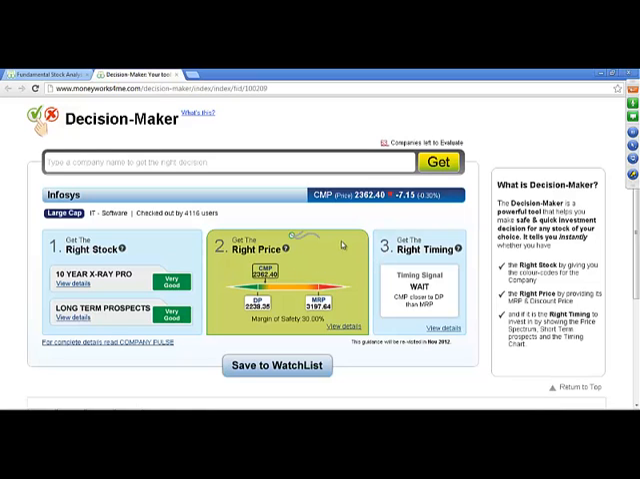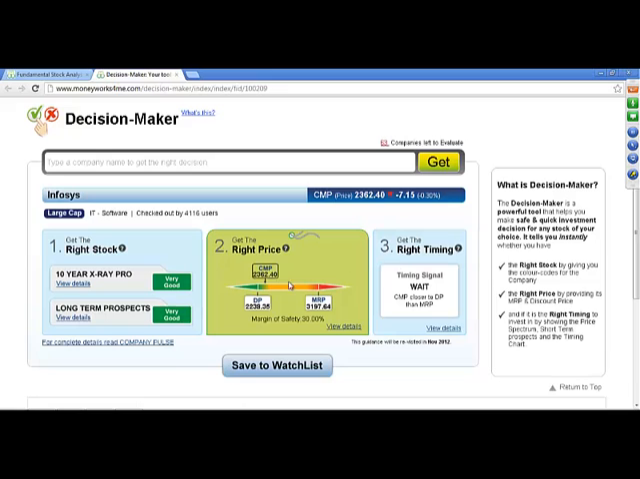Okay, so as you can see, it's very easy to understand these three elements. Whenever you have a stock in mind, or whenever you want to make a decision whether you should invest in a stock, all you have to do is get answers to these three very important questions: whether it is the right stock, whether it is the right price, and whether it's the right time to buy the stock.